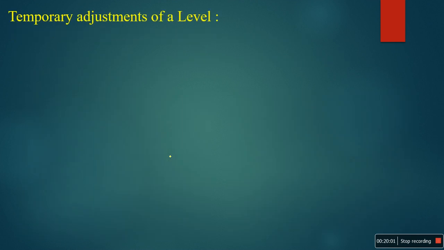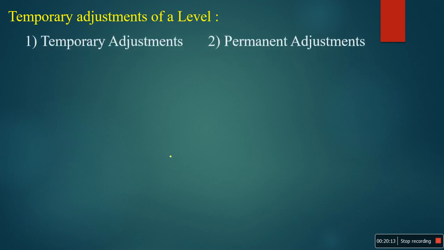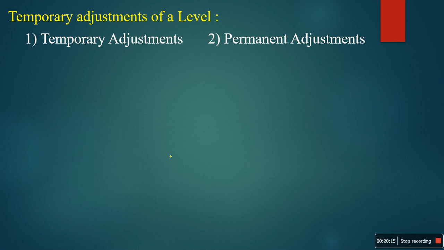Next we discuss the temporary adjustment of a level. Before that, there are two types of adjustments of a leveling instrument: temporary adjustments and permanent adjustments. Temporary adjustments means that whenever you are conducting surveying, before starting to collect information in the field, we have to level the instrument with respect to the horizontal plane. These are the temporary adjustments.